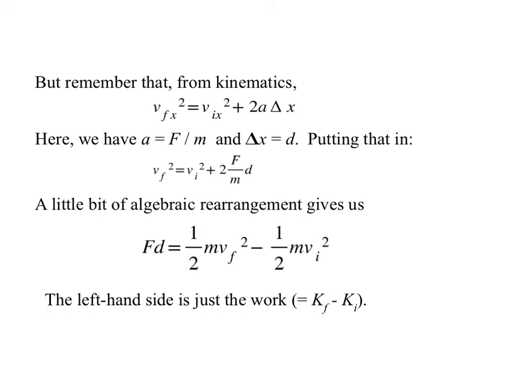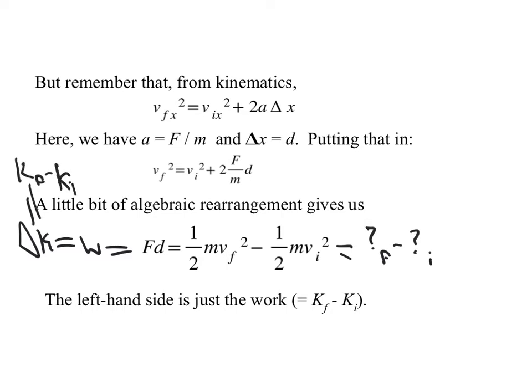The stuff on the left is just the work, which we know is delta K. So we have something final minus something initial, and delta K, of course, is K final minus K initial. It makes sense to identify that K is 1/2 m v squared.